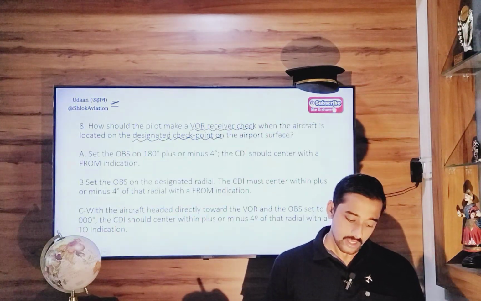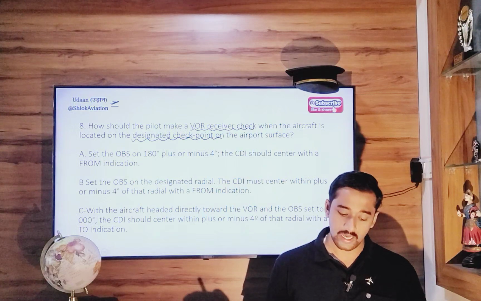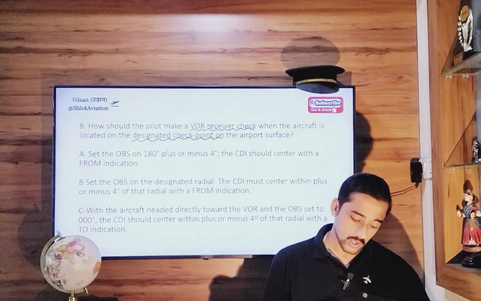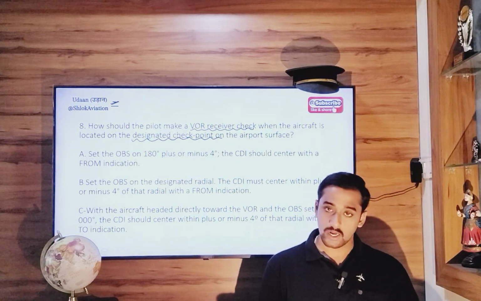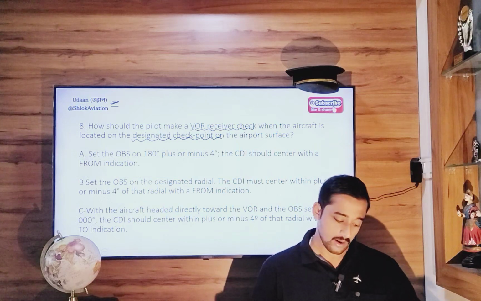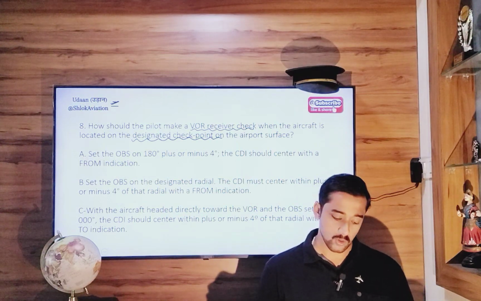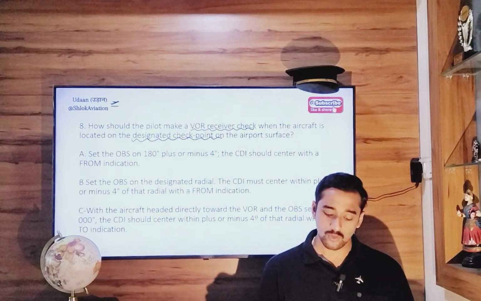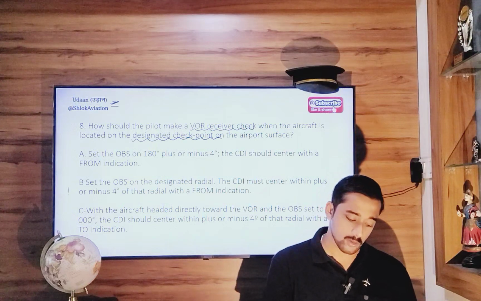Now, option A: set the OBS on 180 plus minus 4 degrees, the CDI should center with a from indication. Option B: set the OBS on the designated radial, the CDI must center within plus minus 4 degrees of that particular radial with a from indication. Option C: with the aircraft headed directly towards the VOR and OBS set to 000, the CDI should center within plus minus 4 degrees of that radial with a to indication. So the correct option is option Bravo.